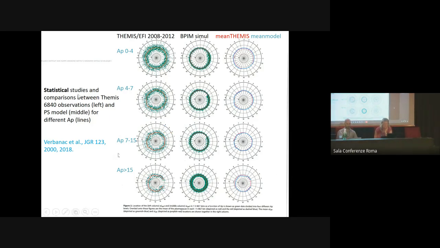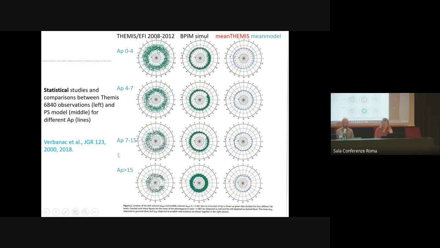we made a statistical study for the position of the plasmapause. We have more than 6,000 observations of plasmapause by THEMIS here. That's the green points shown here for low activity. Here, it's the AP index that has been shown. It's a little bit like Kp, but not limited to 0 to 9. There's low activity at the top and high activity at the bottom.